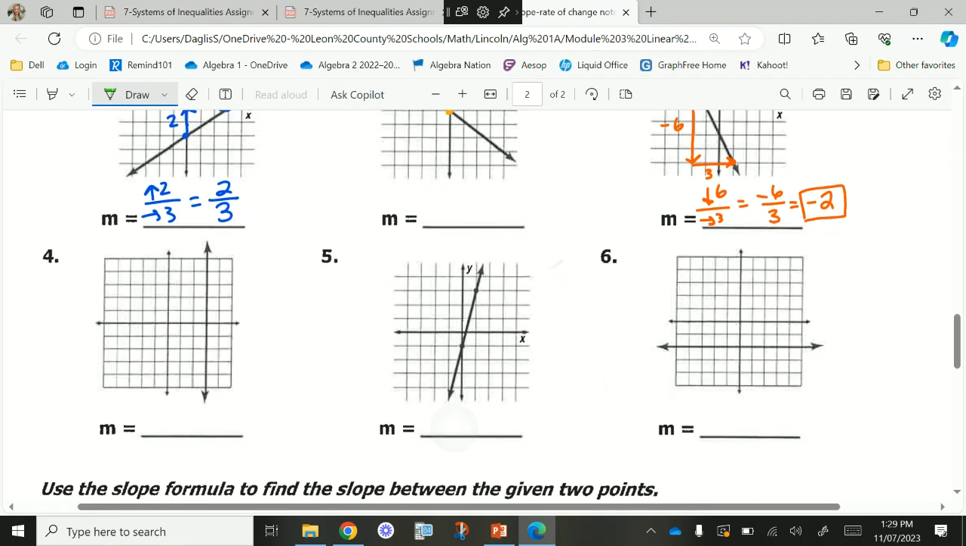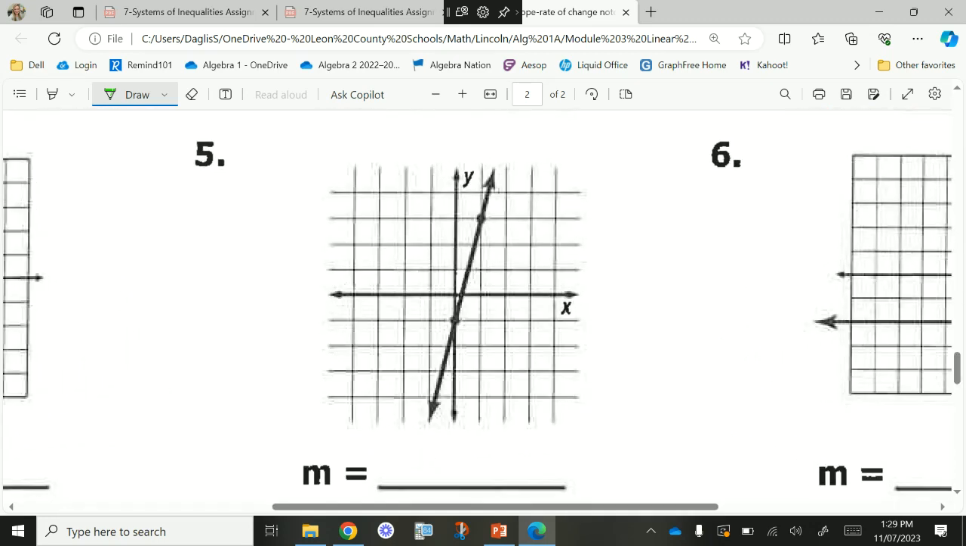Okay. So number 5. Here is my first point. Here is my second point. How did I rise? I went up, and I went up how much? 4. Went up 4, and I went over 1. So we went up 4 to the right 1. Are any of those going to be negative numbers? No. So what is 4 over 1? It's just 4.